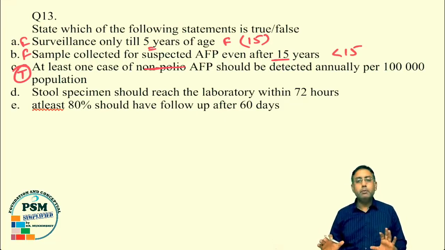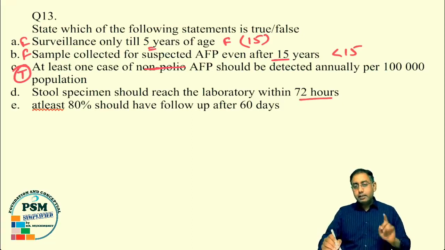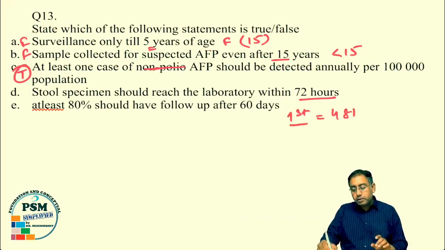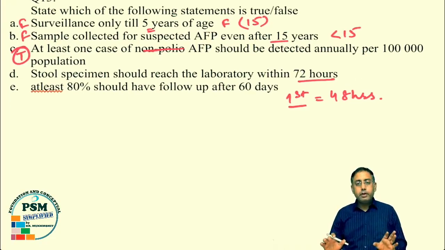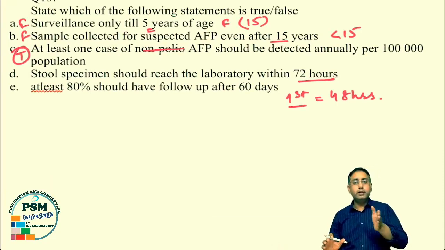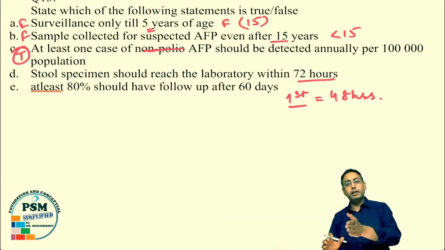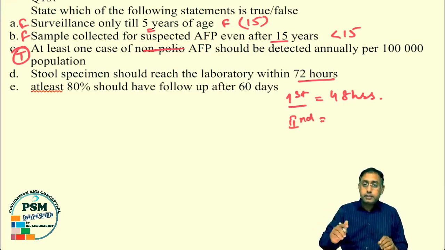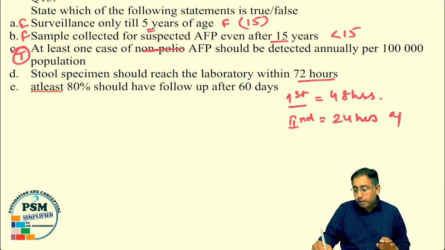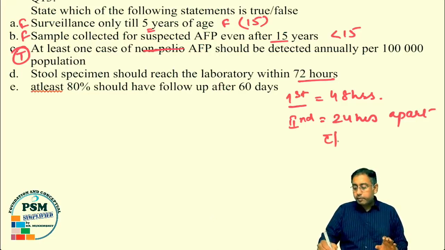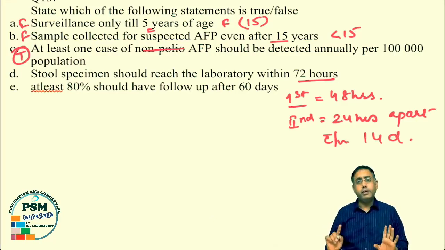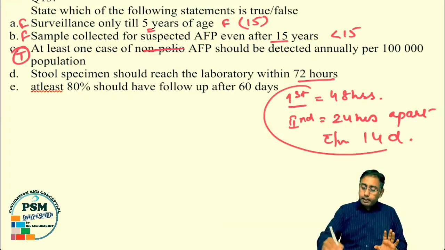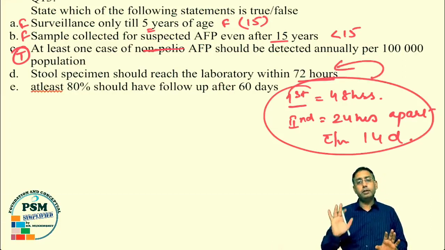Stool sample should reach the laboratory within 72 hours. Perfect, right? Listen to it carefully. The first sample should be collected within 48 hours of reporting. Very commonly students make this mistake. The first sample is collected not within 24 hours, it is collected within 48 hours of reporting. The second sample is collected at least 24 hours apart from the first sample, but within 14 days. Both samples should be collected and sent to the laboratory within 72 hours.